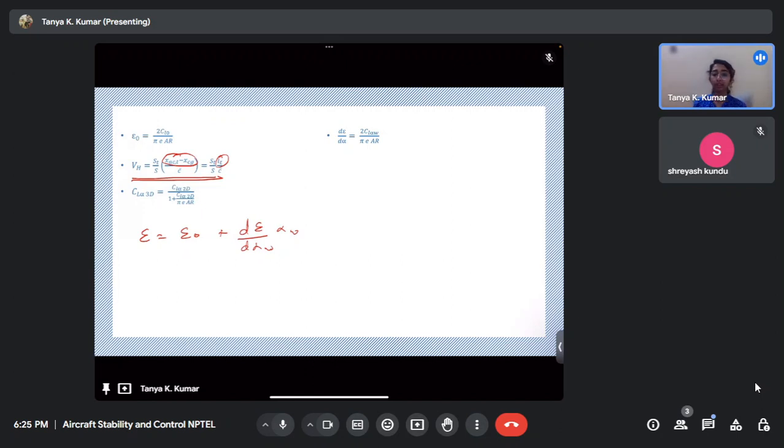For a 3D wing, it is a finite span. What happens is that the flow interacts at the boundaries and there is a reduction in the CL that the airfoil could have produced. So that is given by this formula.